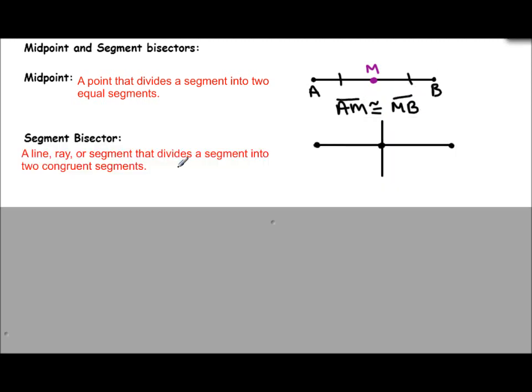A segment bisector, bisect means to cut in half. A segment bisector is a line, ray, or segment. So this could be a segment that cuts another segment in half. So if this is a segment bisector, then these two parts are congruent. I'll call that A, M, and B. So once again, AM would be congruent to MB.